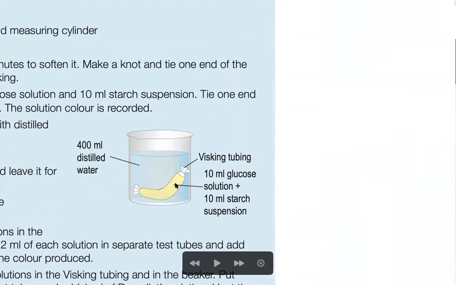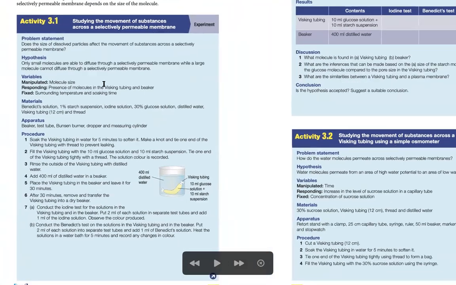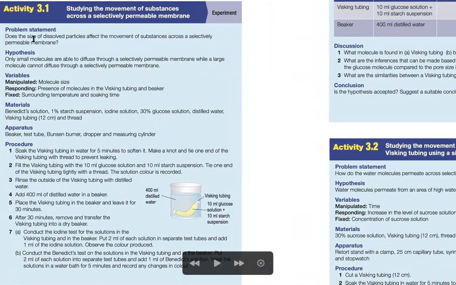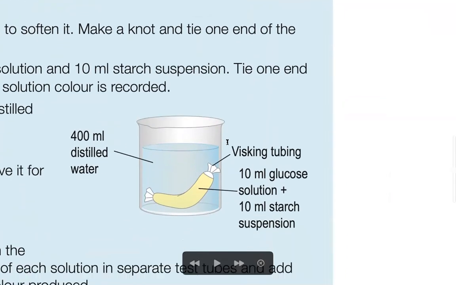Okay, so here, kita tengok dulu apa dia punya problem statement. Does the size of dissolved particle affect the movement of substance across selectively permeable membrane? Sekarang ni mungkin kita ada dua size, yang besar dan yang kecil. So will this affect the movement of substance across selective permeable membrane? Okay, so we have this thing.